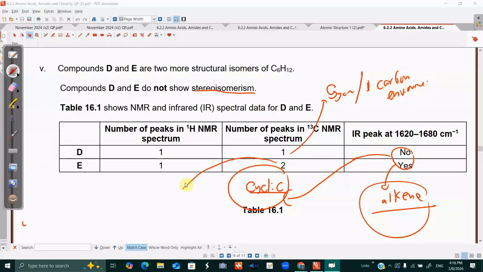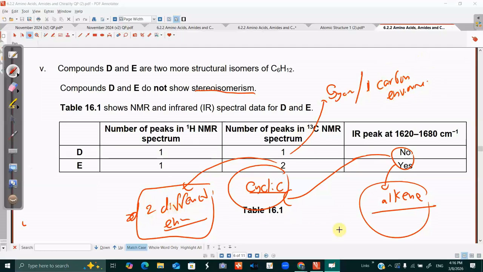Here you have only two different carbon environments, and these are the evidences that this must be cyclic. And you have only a symmetric molecule. This one has only two different carbons, and it is an alkene. Now you should be able to figure it out. Let's see. Shall we? Can you give a try?